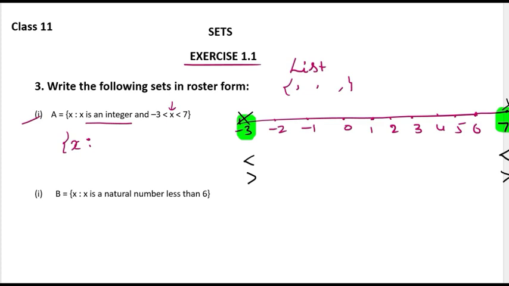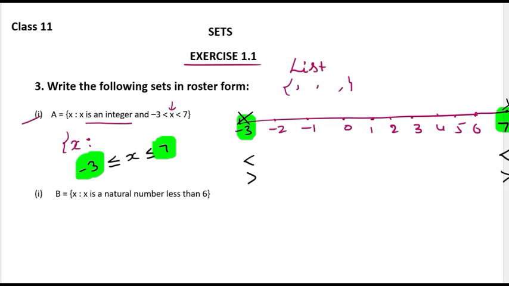If we have less than or equal to, suppose -3 is less than or equal to X is less than or equal to 7, or greater than or equal to, that means the starting point and ending point are included. You should consider that.